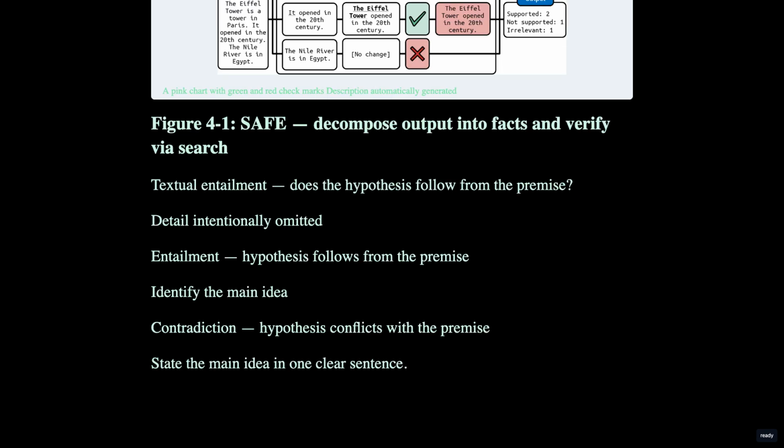Write a single, precise sentence that captures the core idea. That clear anchor helps learners connect upcoming details and prevents confusion as we move forward.